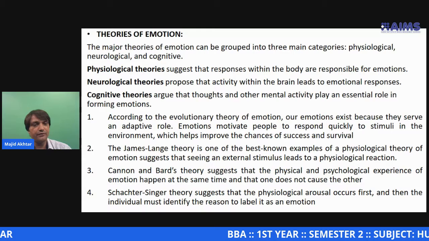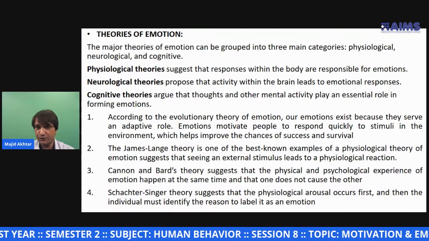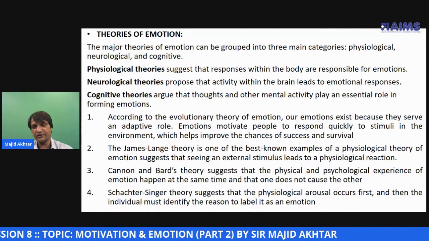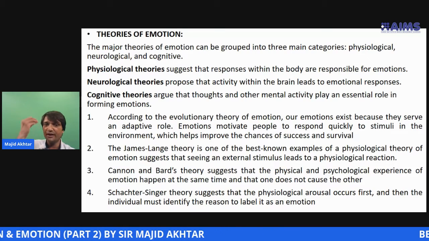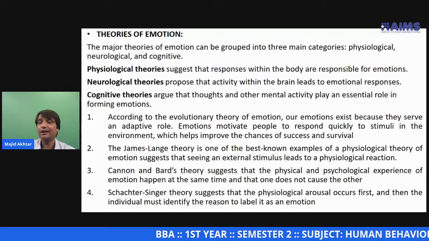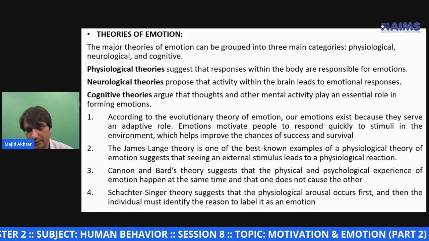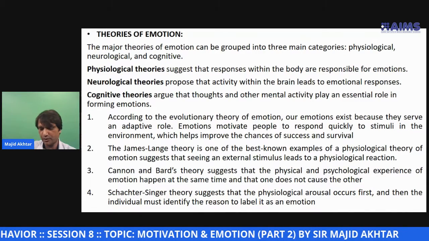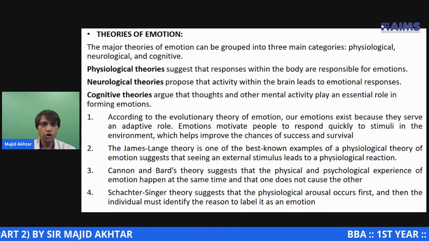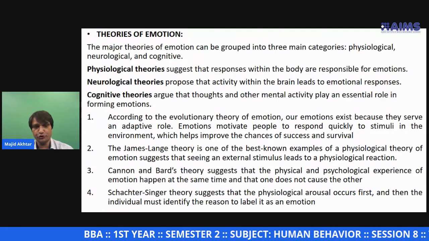And the third reason why emotions are triggered is the cognitive theories. In cognitive theories, there is a reason. The finding of reason takes place inside the mind: finding out reasons, finding out logic, finding out rationale, and then reaching the conclusion of why exactly, if anything has happened, that could have happened. You should just try to find that out. So cognitive theories argue that thoughts and other mental activity play an essential role in forming emotions.